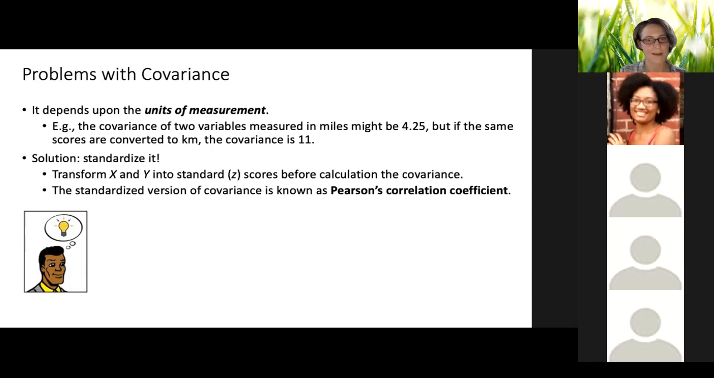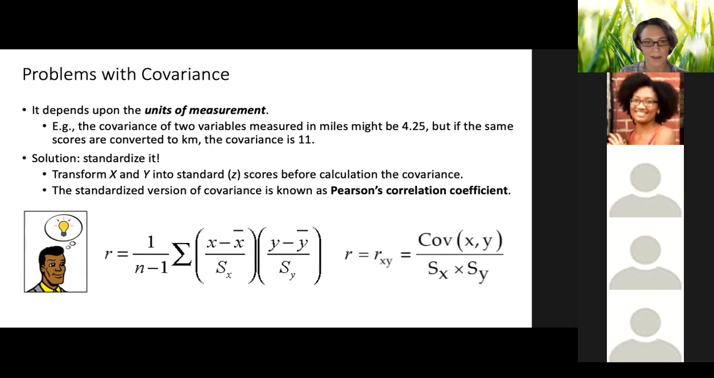This standardized version of the covariance is known as Pearson's correlation coefficient, right? So that's what the correlation is. We're doing nothing but converting our scores to z-scores. That's what's shown here. We subtract the mean and divide by the standard deviation, and then we see that this just corresponds to the covariance divided by the standard deviations of our two variables.